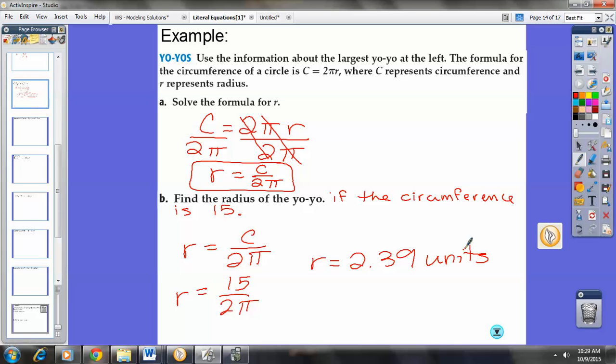Alright, I'm going to stop here for today. We are going to practice some of these problems with literal equations. I have an assignment. It's on a worksheet.